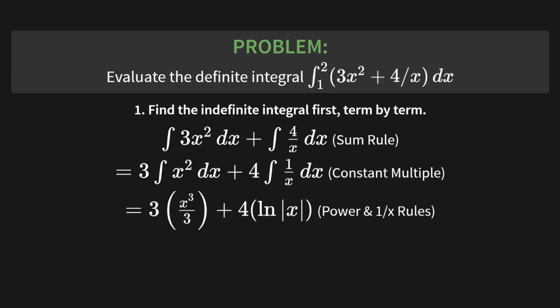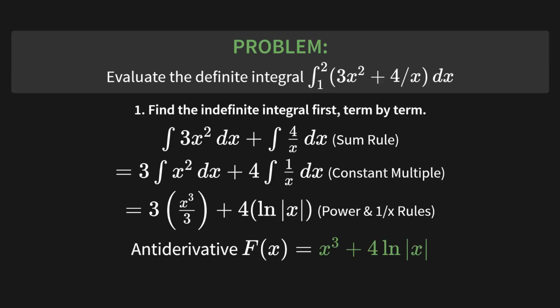Now we integrate. Using the power and 1 over x rules, we get 3 times x cubed over 3 plus 4 times the natural log of the absolute value of x. The 3's cancel, so our antiderivative, capital F of x, is x cubed plus 4 times the natural log of the absolute value of x.